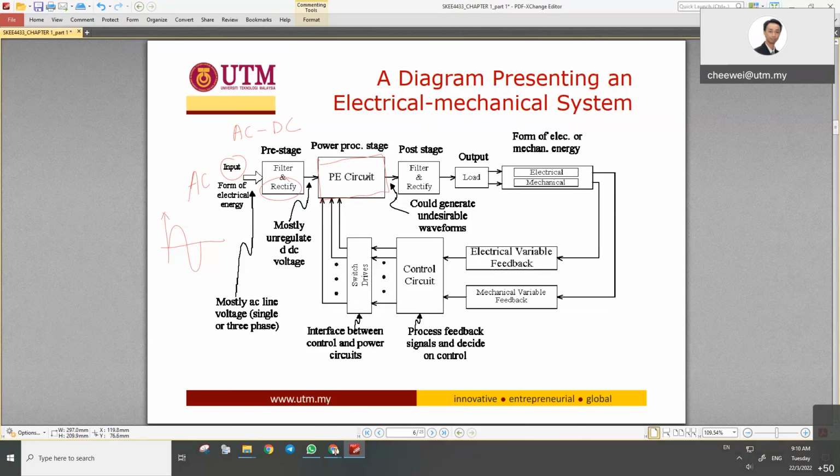So what is the function of this box? It's not mentioned here. But if this is already DC, then the output will be DC as well, right? Is it? I'm not sure. It doesn't say anything here. Assuming it's DC, for example. So if this is DC and DC, the box will be a chopper.